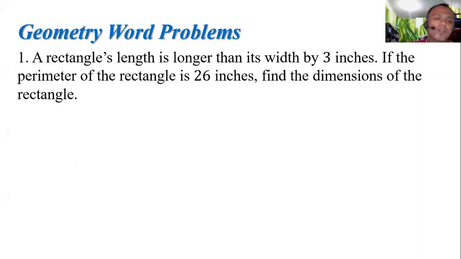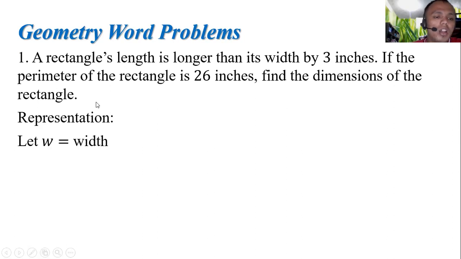Next, sa geometry word problems naman tayo, no? A rectangle length is longer than its width by 3 inches. If the perimeter of the rectangle is 26 inches, find the dimensions of the rectangle. So geometry, ibig sabihin, pasok tayo sa mga plane figures. Now, sa rectangle daw, yung length niya is longer than its width by 3 inches. So lamang ng 3 inches yung length niya sa width. If the perimeter daw ng rectangle is 26 inches, what is the length and width of the rectangle?